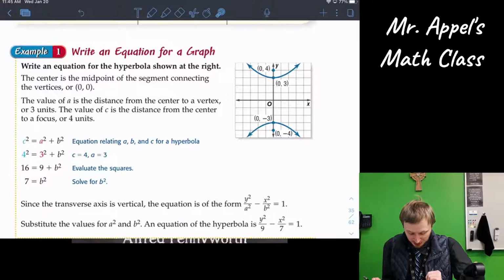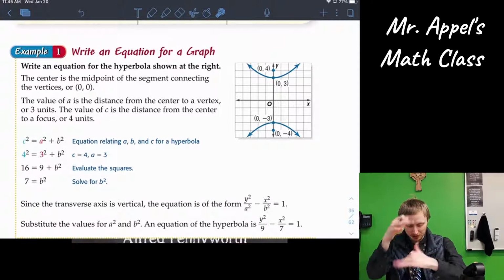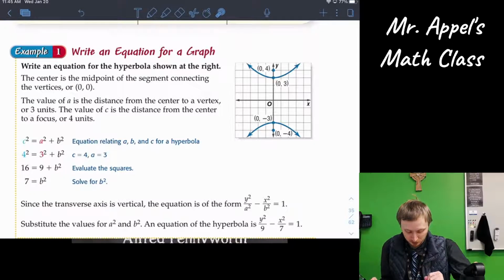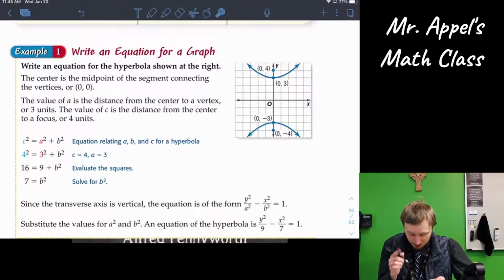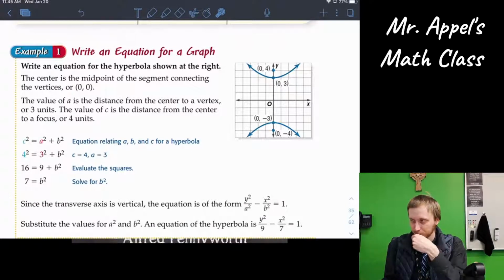How do I know that one's the transverse axis? What if it's like a short, fat one, but it's on the top and the bottom? We'll get to that. Any questions at this point?